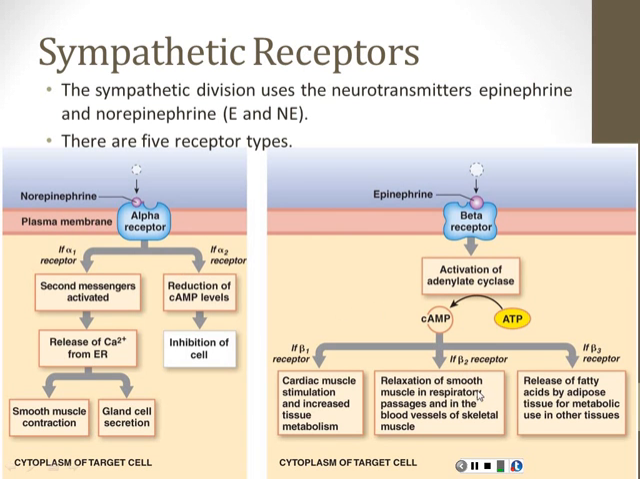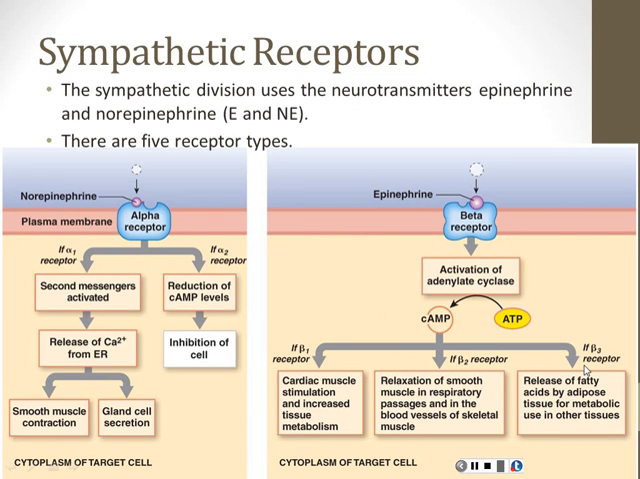The beta 2 receptors in the lungs cause bronchial dilation. So it makes the tubes carrying air into the lungs bigger. So that allows more oxygen in, which fuels that fight or flight scenario. So if you remember the purpose of this system, a lot of times you can work out which receptor type must be doing what.